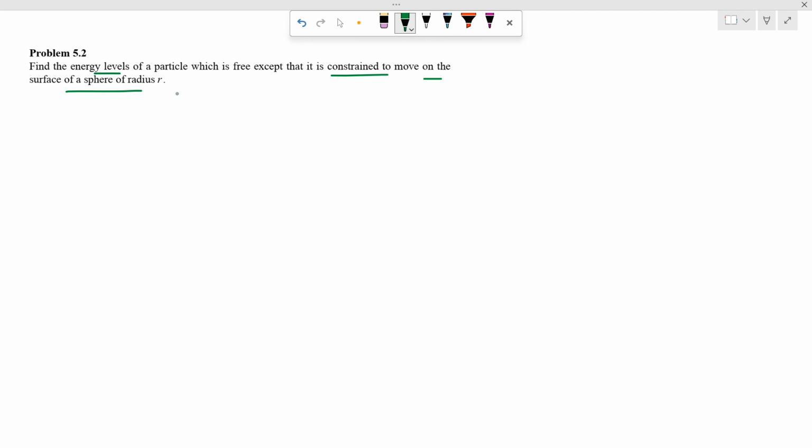That means it is free from the influence of any other potential. So what is it called? It is called a rigid rotator. This is the concept of a rigid rotator: constrained to move on the surface of a sphere, but free from any kind of potential. Here the potential is zero.